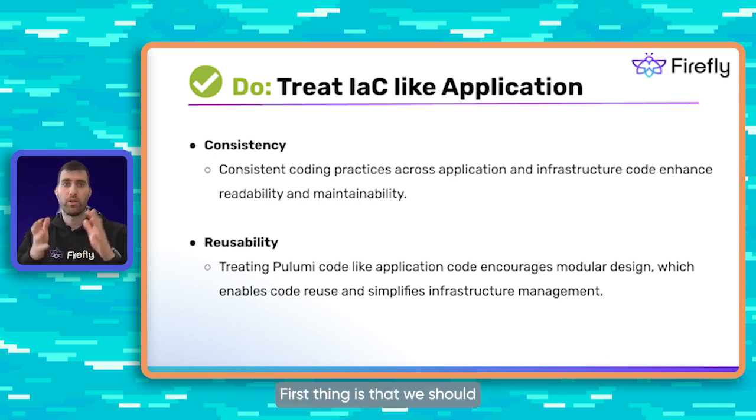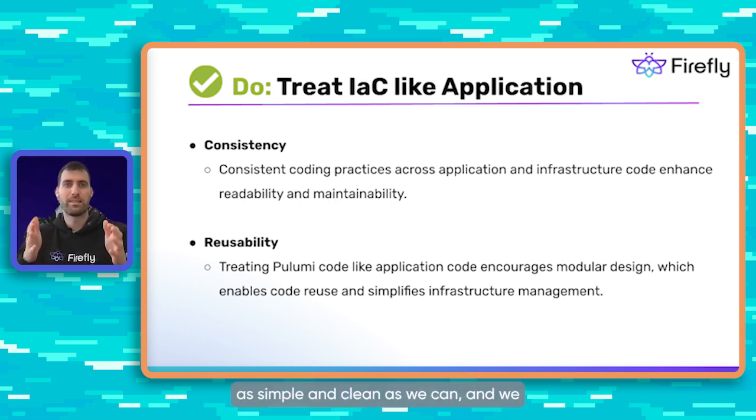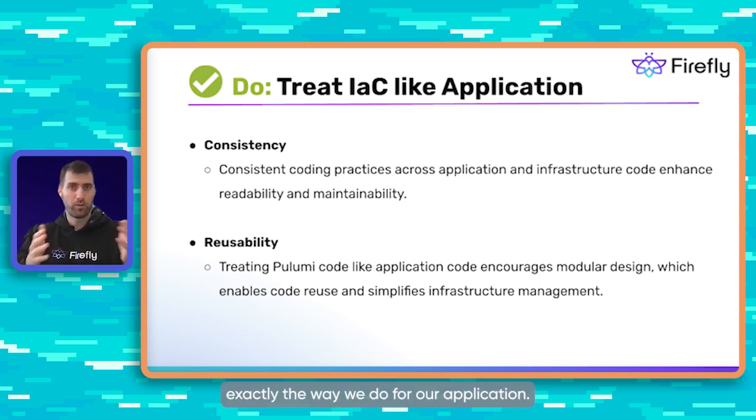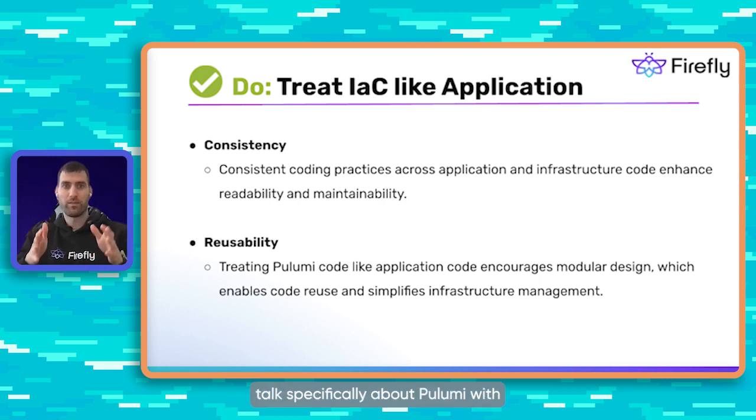First thing is that we should treat our infrastructure exactly as we treat our application. The 2 main pillars are consistency and reusability. It means that we should keep our code as simple and clean as we can, and we should break it into functions and into files, exactly as we do for our application. And our code should be self-explanatory, with comments, and maintained properly.